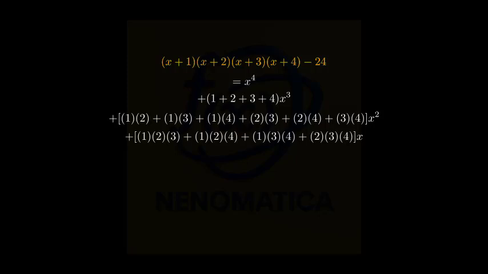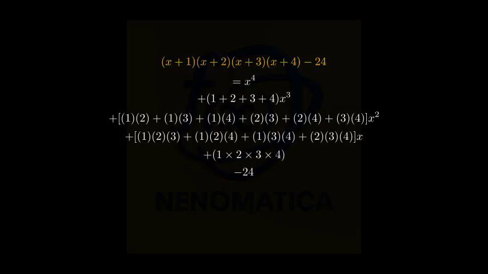So we have 50x. For the constant term, we multiply all the constant terms from each bracket. This gives us 1 times 2 times 3 times 4 equals 24. Finally, we need to subtract 24 as specified in the original expression. So we have minus 24.